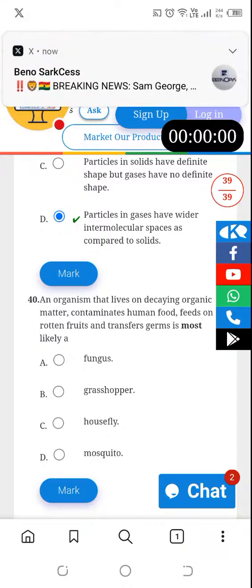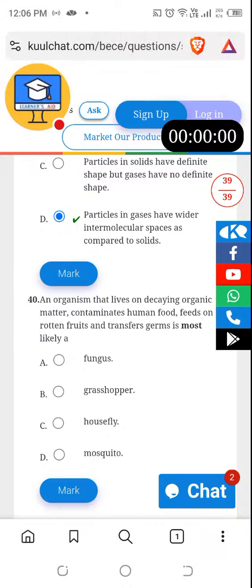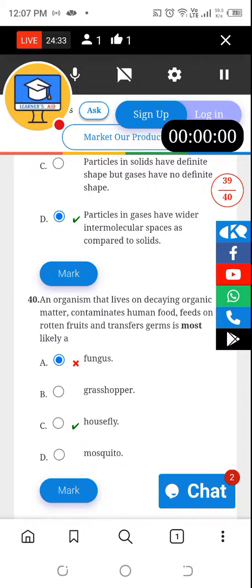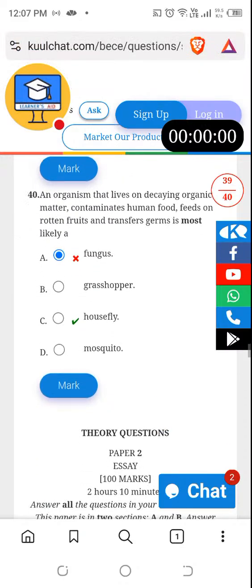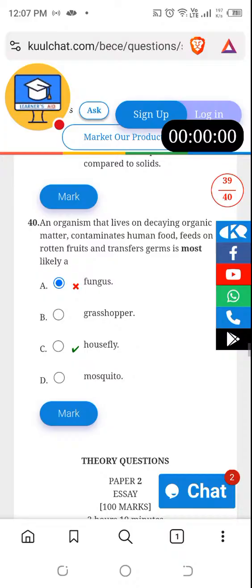An organism that lives on decaying organic matter. I'll go for fungus. Oh, no way! An organism that lives on decaying organic matter, contaminates human food, feeds on what? No, it's housefly. I should have read the whole question. This overconfidence. I should have read this whole question. Our perfect score has been dented. So we've gotten 39 out of 40.